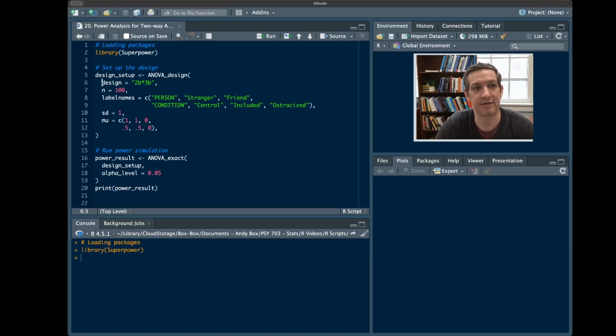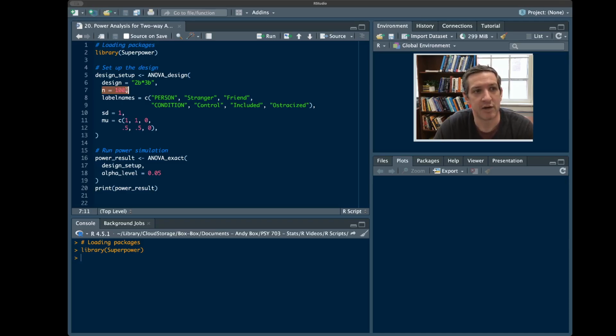So for starters, we have to tell it our design, and this is a 2x3 between subjects factorial design, and we designate that with this string here, 2b by 3b. We have two factors, each between subjects. The first has 2 levels, the second has 3 levels, so it's a 2x3 between subjects.